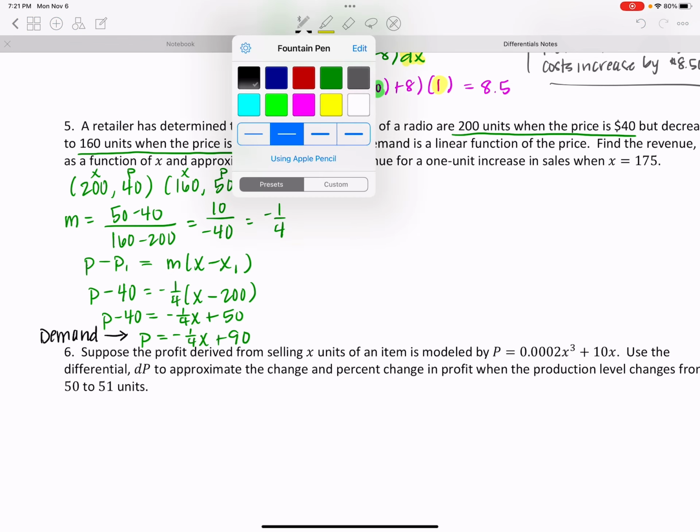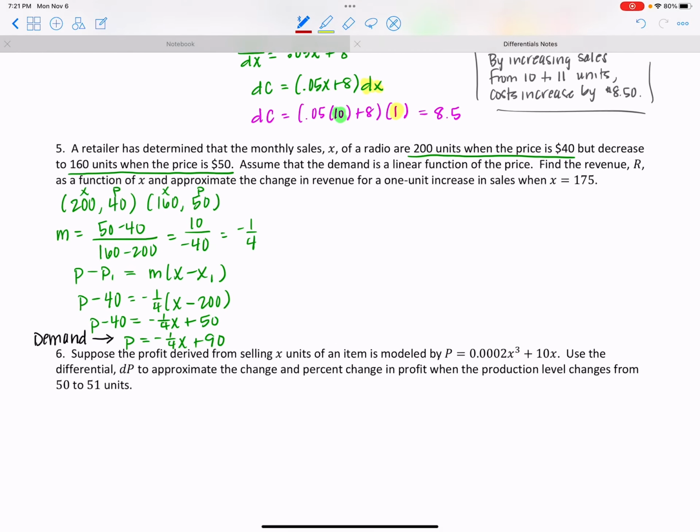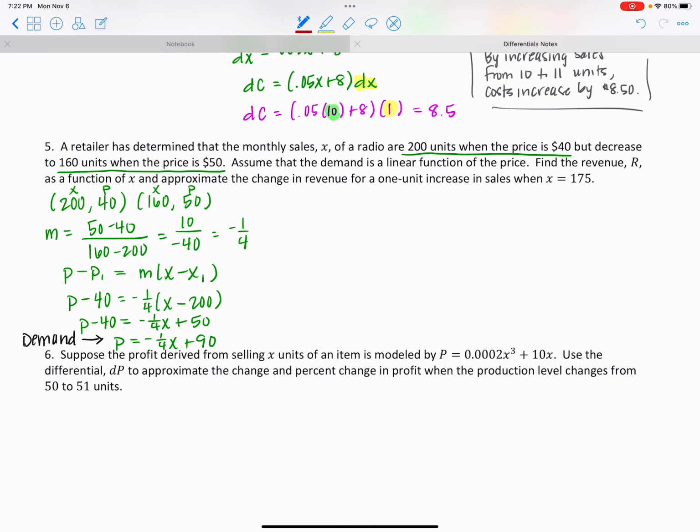Now remember, revenue is what we were trying to work on here. It says find the revenue as a function of x. So for revenue as a function of x, let's go with revenue equal to x times p. So in this case, r is going to equal x times negative 1/4 x plus 90, which means r is going to equal negative 1/4 x squared plus 90x.